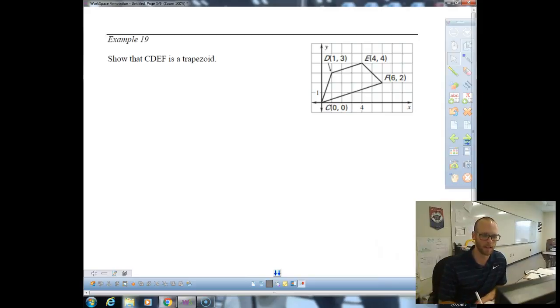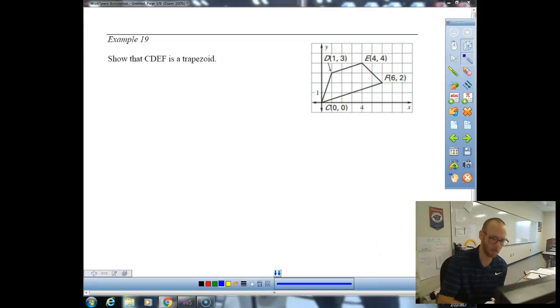Now, looking at it, I think it's pretty clear that this side up here appears to be parallel to that side right there. Okay. How do I go about showing that? Well, when we graph it on a coordinate plane, it's easy to get some different formulas, things that we know about graphing involved. And I want to think about here for a second, what do I know about parallel lines? Well, I know that slopes of parallel lines are equal.